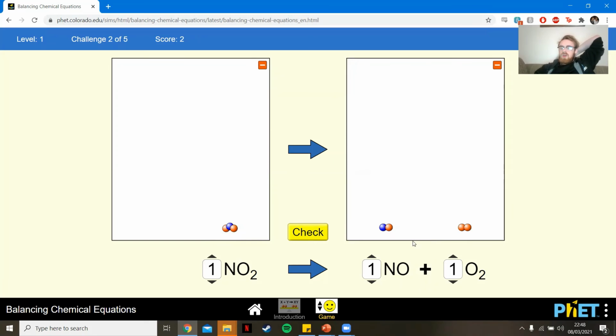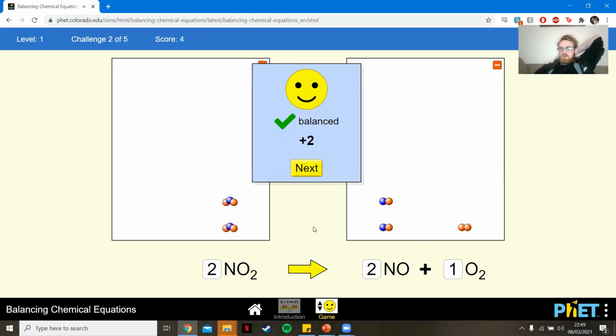What I can do is make this side a multiple of 2. That's going to make it easier. So if I put 2 NOs here, that gives me 4 oxygens. That makes it much easier to make that 4 as well. And now I also have 2 nitrogens. Ding.